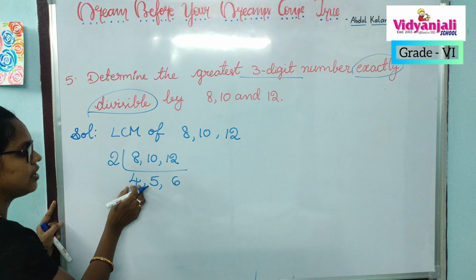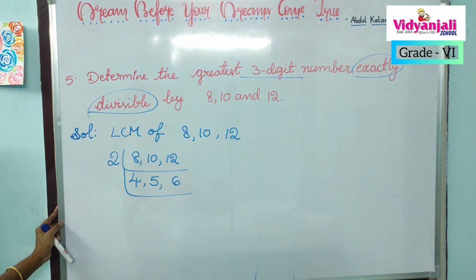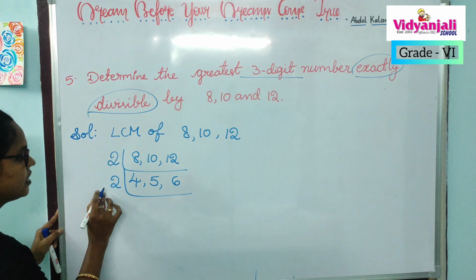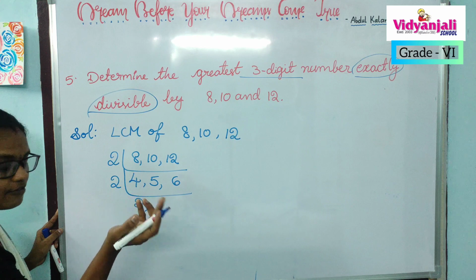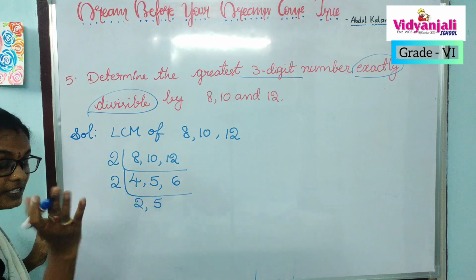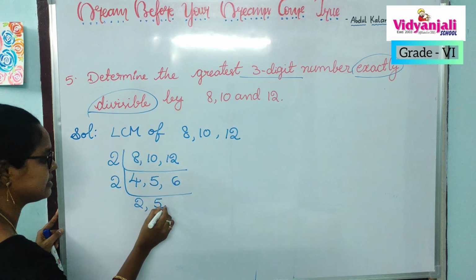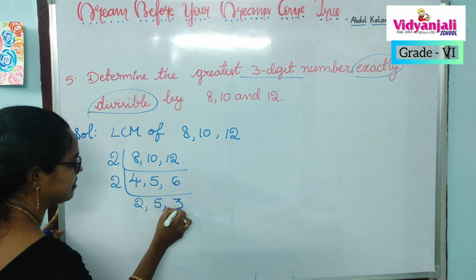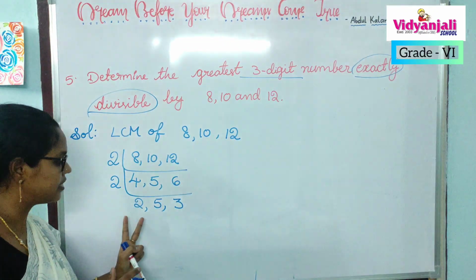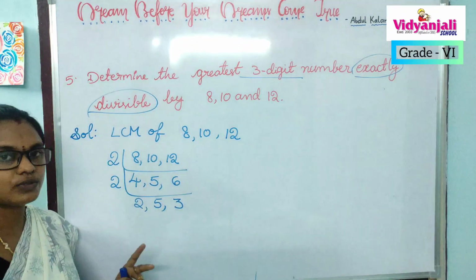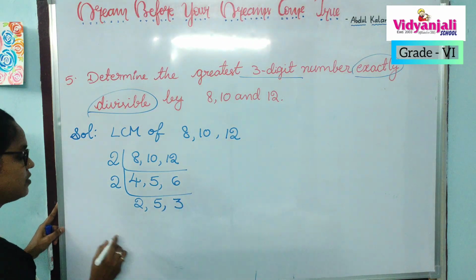Next, as here 4 and 6 are even numbers, these both are divisible by 2, right? In 2 table, 2 times is 4. In 2 table, 5 won't come. 5 is not divisible by 2, so rewrite as it is. So 5 we have to write as it is. And then in 2 table, 3 times is 6. Now in which table do we get all three numbers? Either 2, 5 or 5, 3 or 2, 3? No common factor at all. So we can stop the procedure.